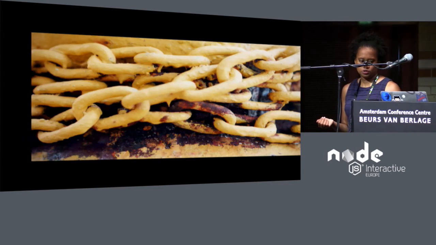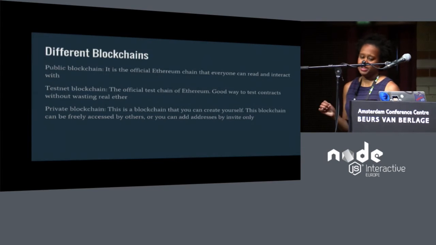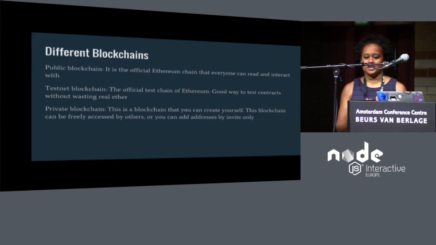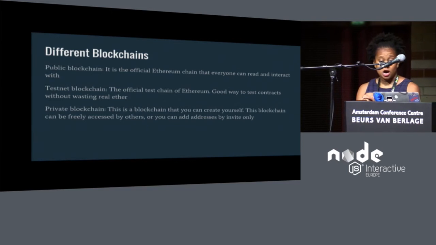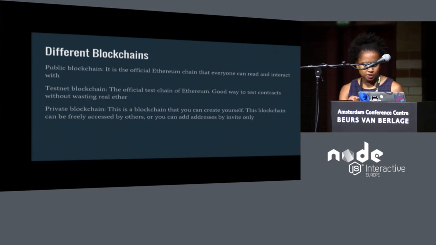Ethereum chains. There are three main chains. The first is the official, the public blockchain. Everyone can read and interact with it. It's similar to the Bitcoin public blockchain.